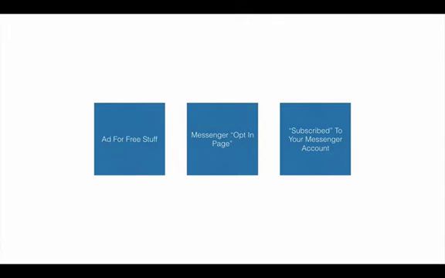So the process looks like this. They see an ad for your free stuff, and then they click on it, and that takes them to a special opt-in page, which is pretty much like any other. The only difference is they're opting in through Facebook Messenger. So they click a button, and the little Messenger window appears, and it's kind of pre-filled out and everything. It's pretty simple. I'll show you in a minute. And then now, through technology and magic and voodoo, they're subscribed to your Messenger account.